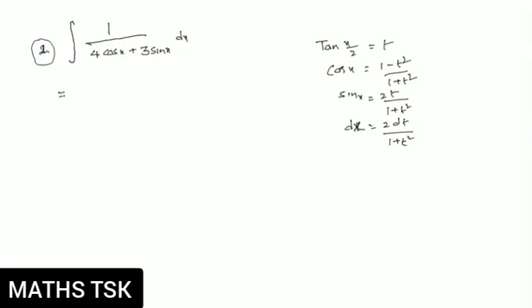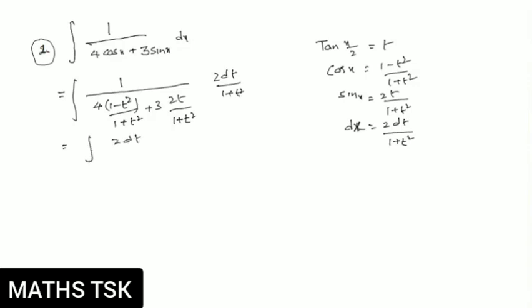So now this integration becomes integration of 1 by 4 into 1 minus t square by 1 plus t square, then plus 3 into 2t by 1 plus t square, and then dx is 2 dt by 1 plus t square. Take LCM and then cancel with the 1 plus t square. So we remain with the integration of 2 dt by 4 minus 4t square plus 6t.